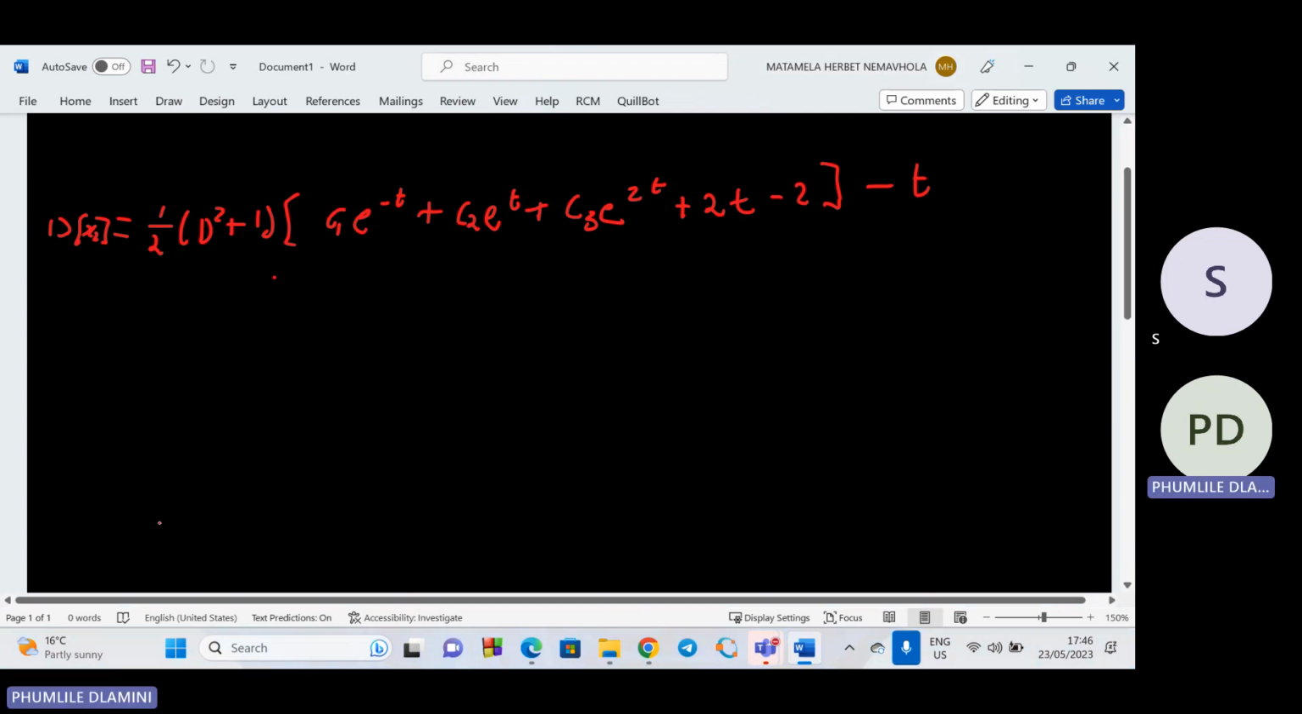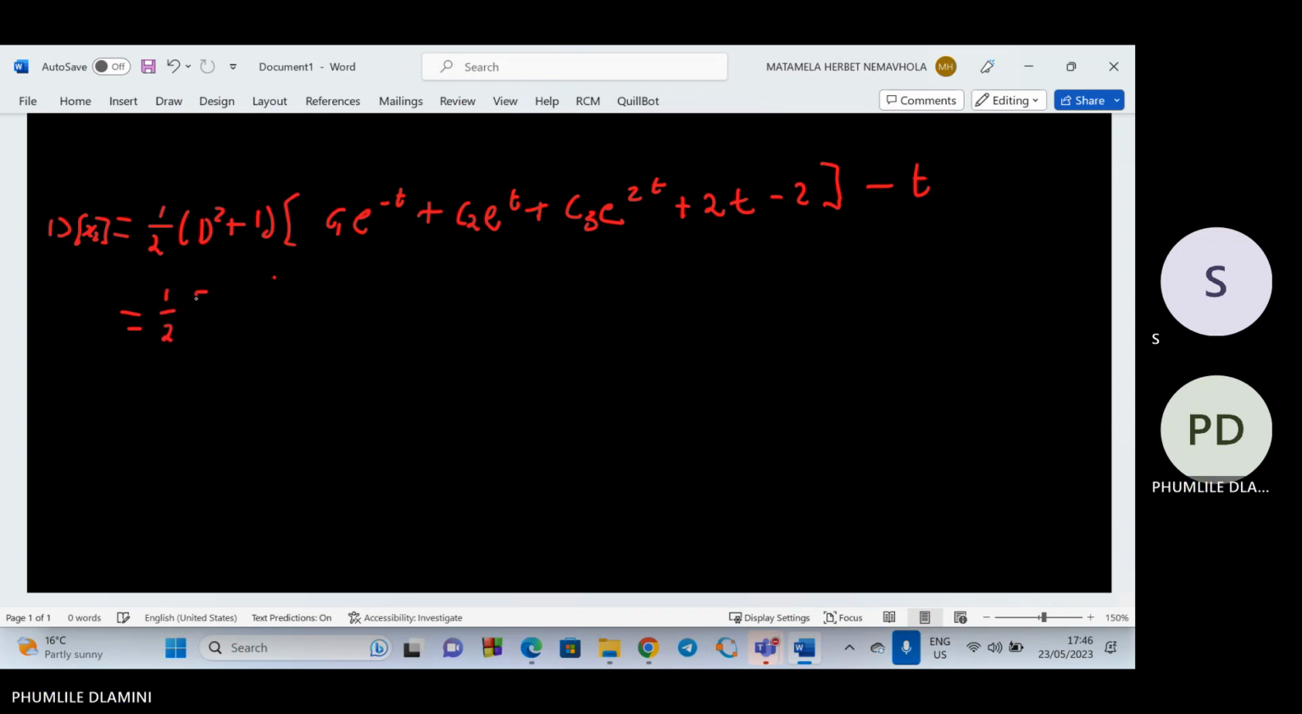Now we can start our differentiation. Remember, this is going to be 1/2 in brackets. Everything we are going to differentiate 2 times: c1 e to the power negative t, plus c2 e to the power t, plus 4 c3 e to the power 2t. This one, when we differentiate 2 times, is going to be 2, then 0, so it's going to be 0.